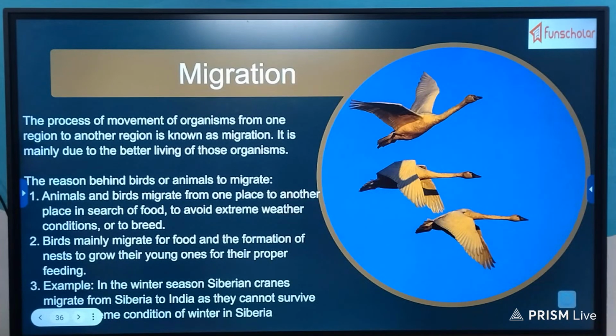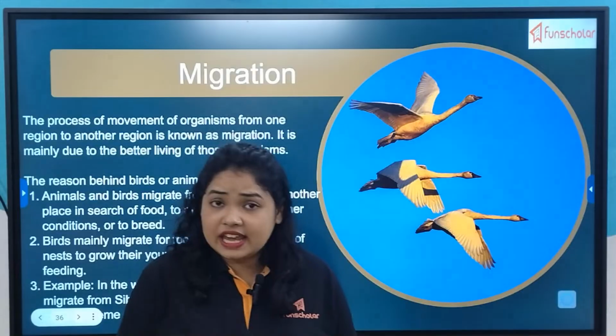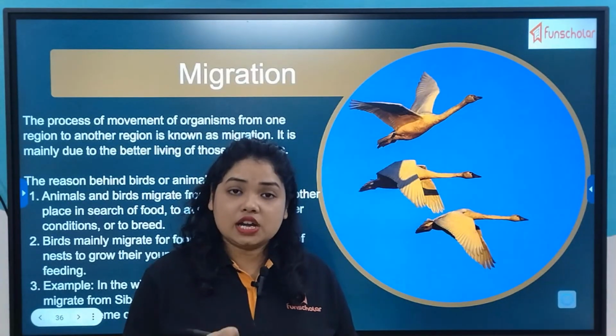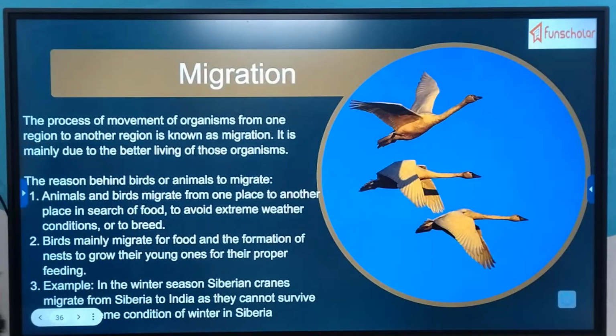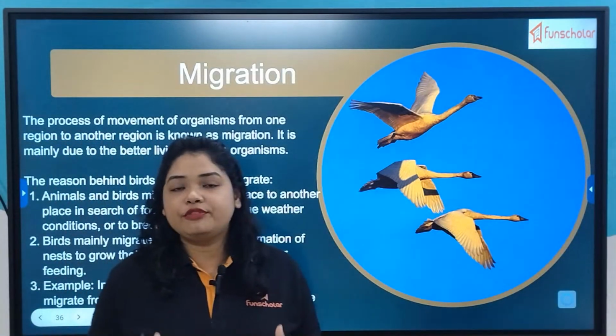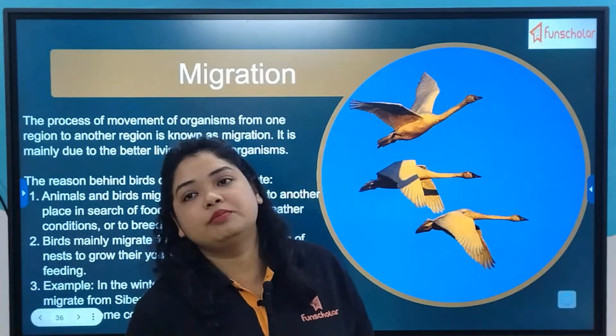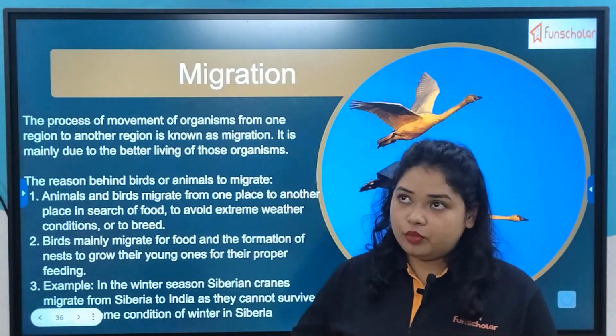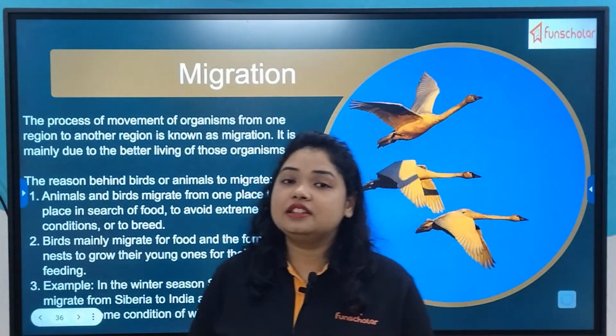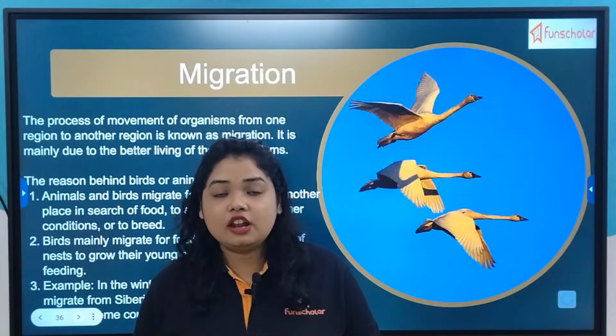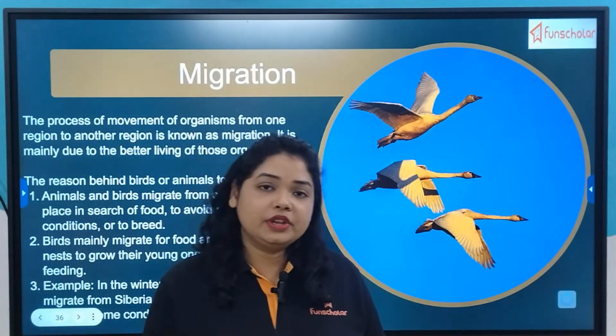Let's go through them one by one. Firstly, animals and birds migrate from one place to another in search of food, to avoid extreme weather conditions, or to breed. As I told you, for laying eggs or to withstand the harsh climatic conditions. Birds mainly migrate for food and the formation of nests to grow their young ones, because in the extremely permafrost regions, meaning the regions which are permanently frozen in the poles, they will have neither food for their own survival nor for the survival of their young ones.